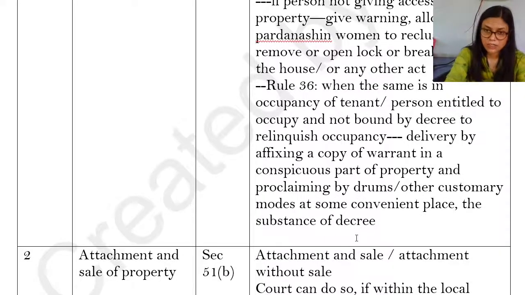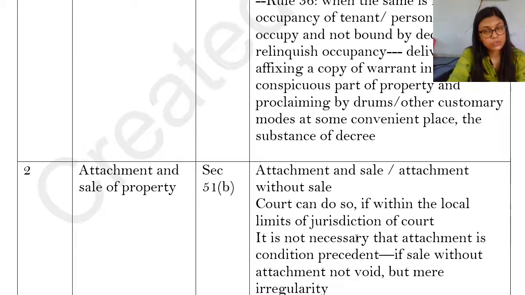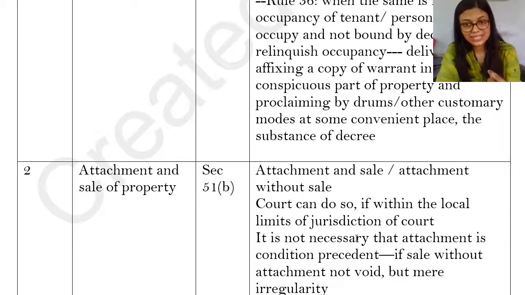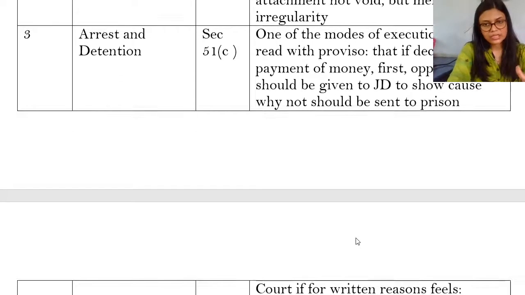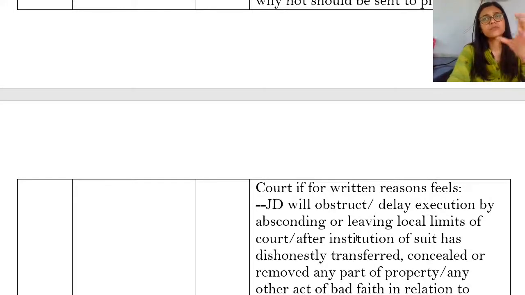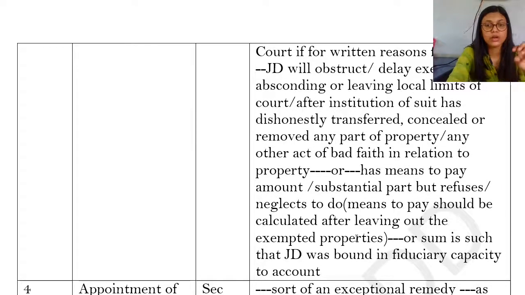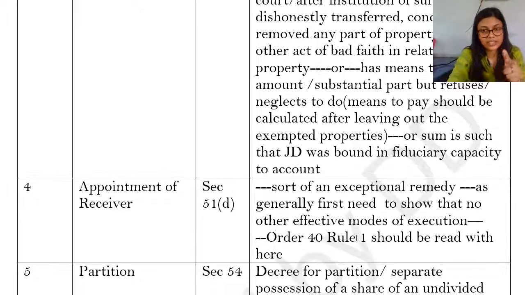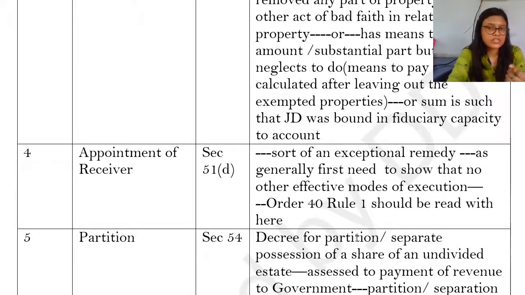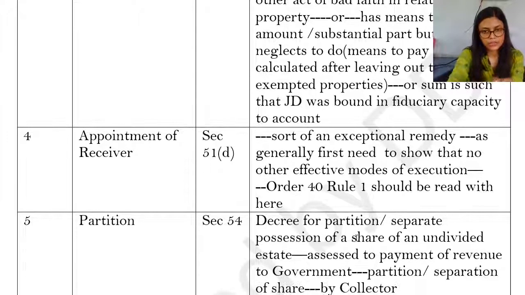Then we saw attachment and sale, and attachment without sale, as a mode of execution. Then we saw arrest and detention. What would you do? You first give a show cause notice before doing the same. And we saw the situations in which the court may order that arrest and detention be used as a mode of execution. Then we saw how appointment of a receiver can be done and in what situation. What happens if a decree of partition or separate possession is there? Then the collector will be doing the same. Then cross decrees and cross claims. I already said that if you want a clarification, please let me know, but these are the relevant rules.